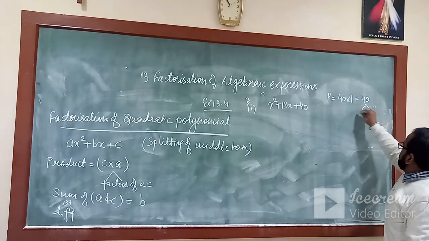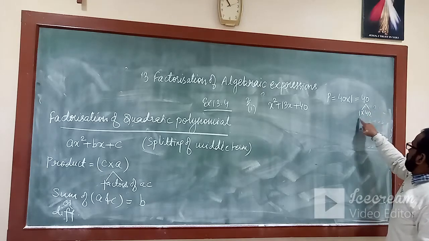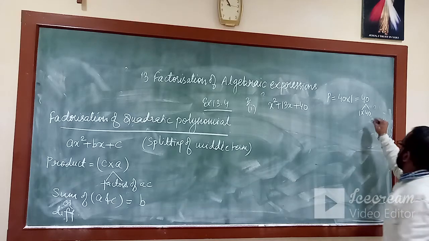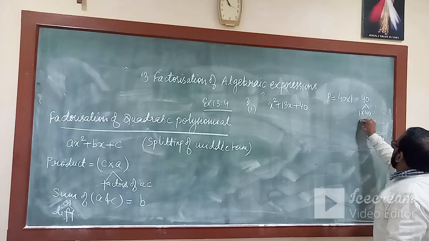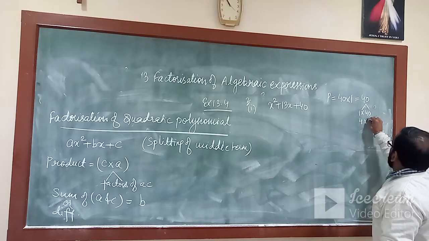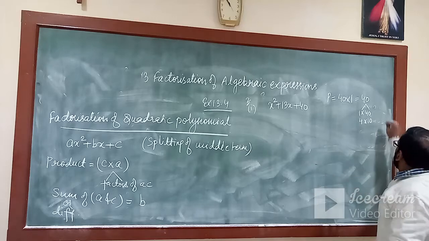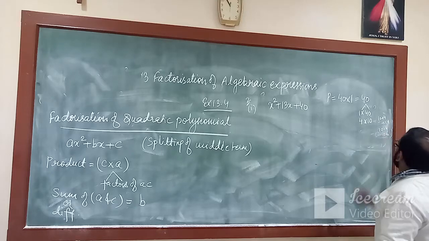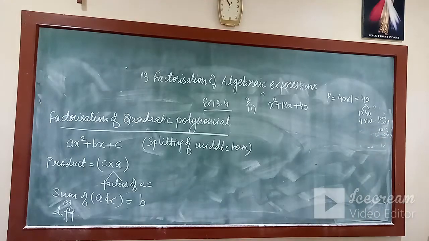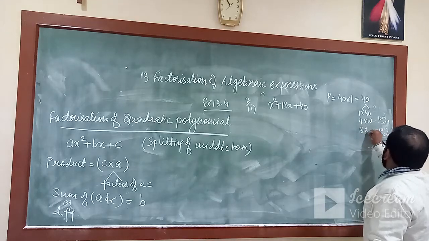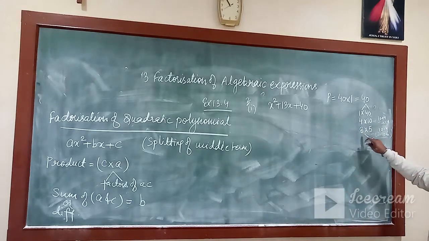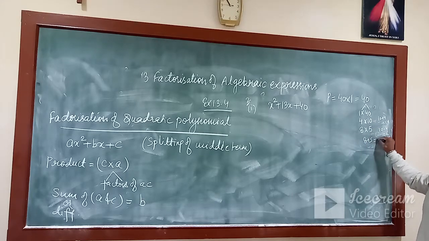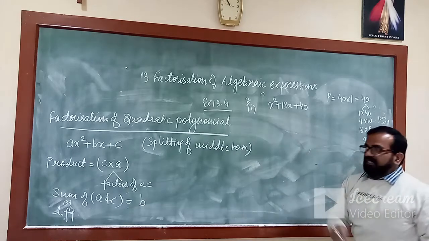So factors of 40, we can write 1 into 40, but 40 plus 1 will give you 41 and 40 minus 1 will give you 39. So this we cannot do. Then we can write 4 into 10 also, but 10 plus 4 is 14 and 10 minus 4 is 6. So again we are not getting the middle term. Or we can write 8 into 5. Now see, 8 into 5 is 40, and what is 8 plus 5? 8 plus 5 is 13. So our middle term has been matched.